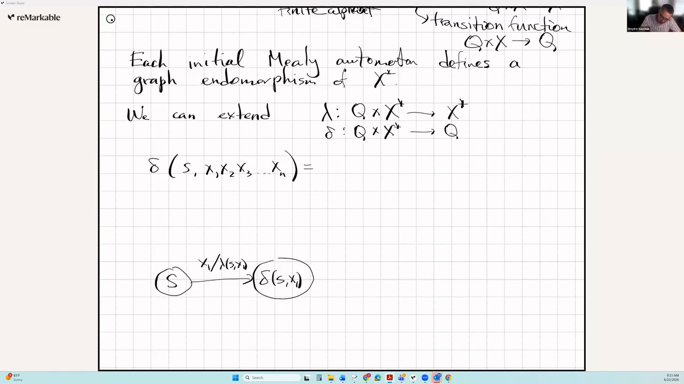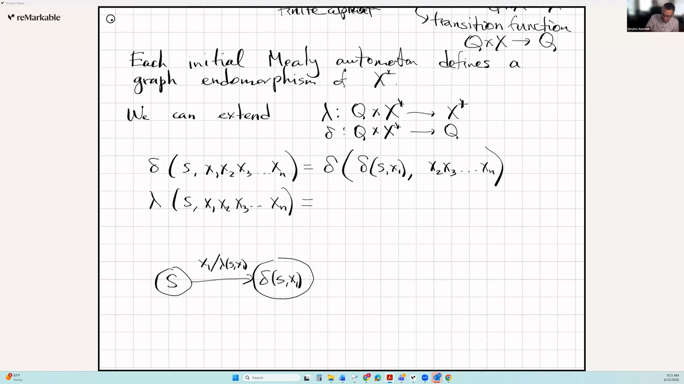So that's the formula for what that means. We apply delta at the state delta of s comma x1, where we arrived, to a word which is shorter, x2, x3, and so on, xn, the rest of the word. This is a recursive definition, and that's up until this word becomes of length 1, in which case delta is just the regular delta from the definition. And similarly, you define lambda of s, x1, x2, x3 and so on, xn. So for lambda, that's going to be the output function.